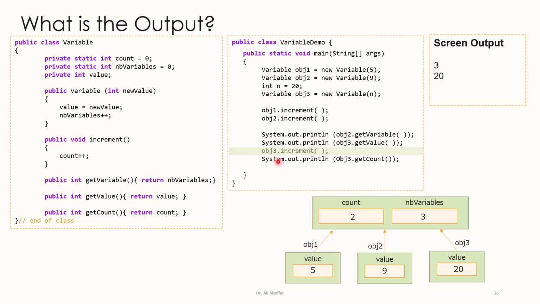Again, we are calling the increment method for object 3, and it will increment count by 1. Then the value of count will be updated. You simply cross out 2 and you put 3 for count.